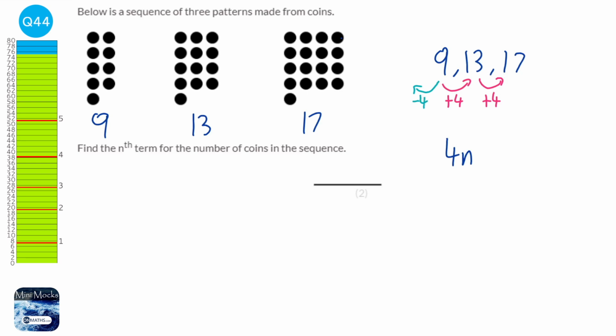So 9 take away 1 is 5. So the 0th term is 5. And the 0th term just tells us what to add on to the 4n. So 4n plus 5 will be our answer.